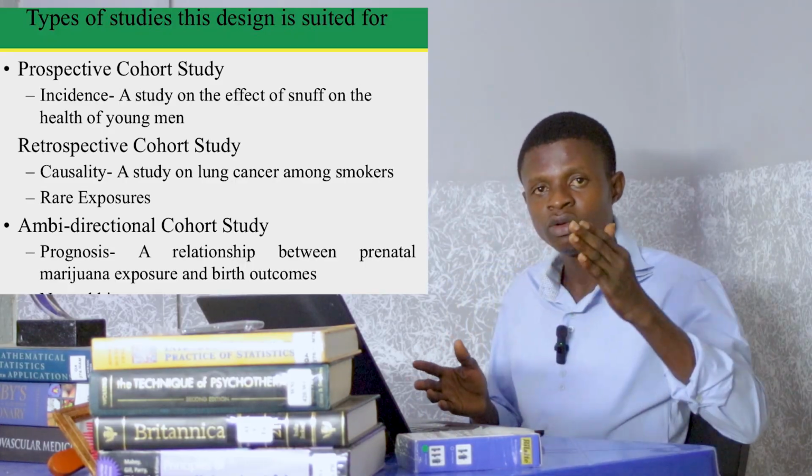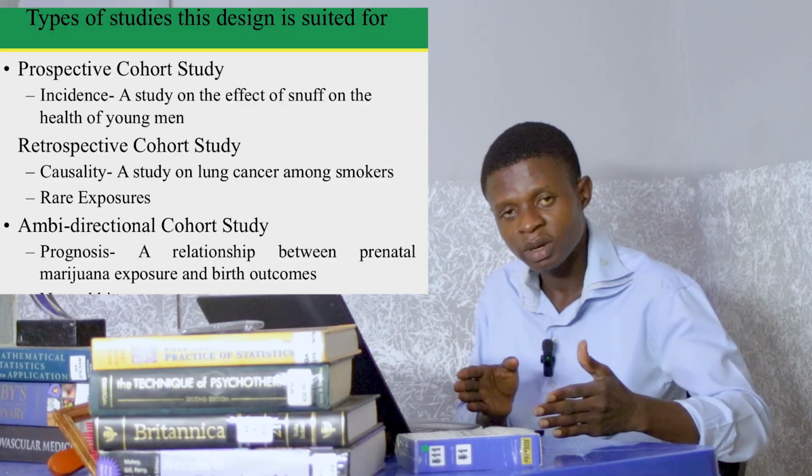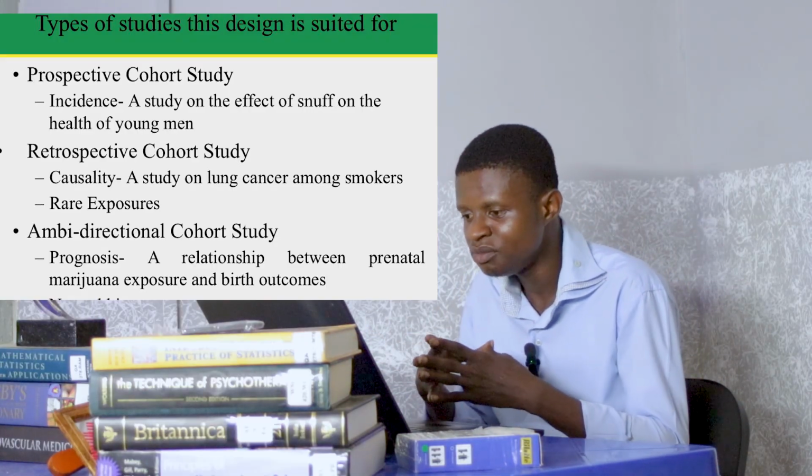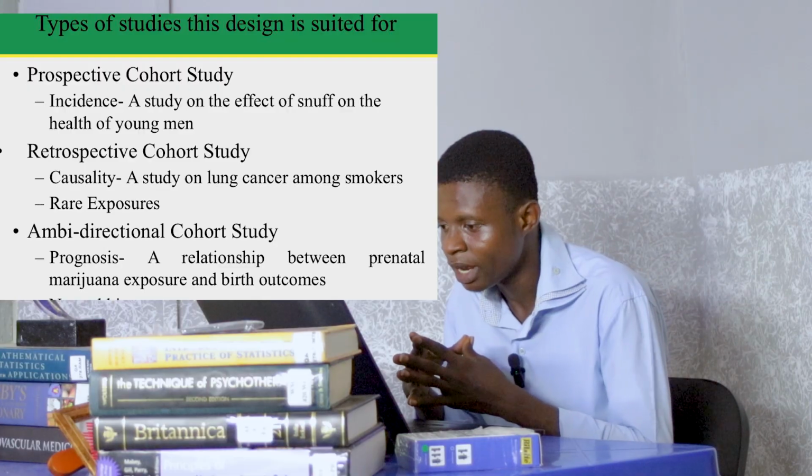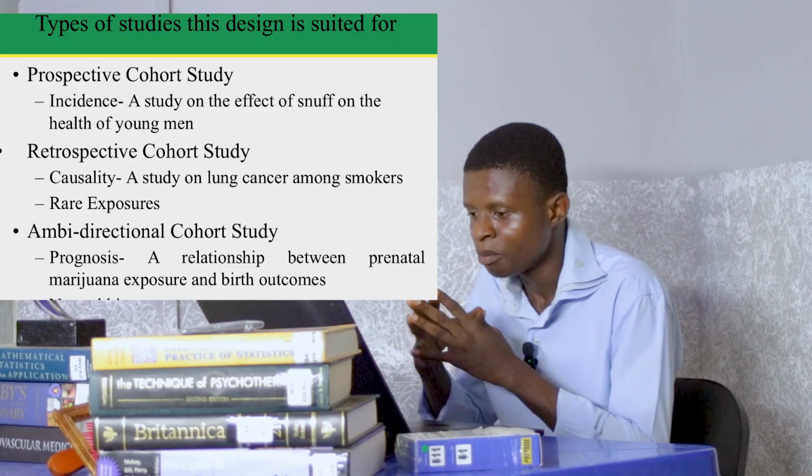And then also with the ambidirectional, you are looking at both prospective and retrospective. One of the examples that I use here is the relationship between prenatal marijuana exposure and birth outcome.